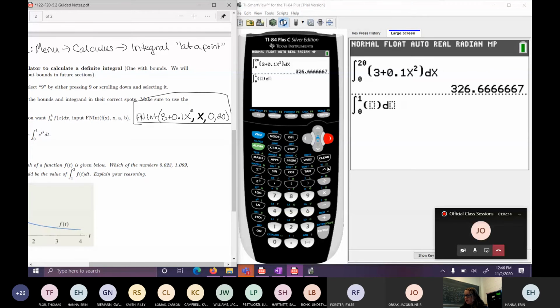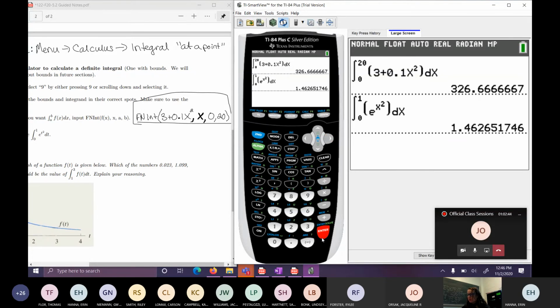So our function, we need the e button, which is above the division sign. So you hit second divide, caret, the x variable button, caret 2, or you could hit the square button if you wanted. Scroll down a bunch, scroll to the right a bunch until you get over here, hit the variable button again. You get 1.46 blah, blah, blah.